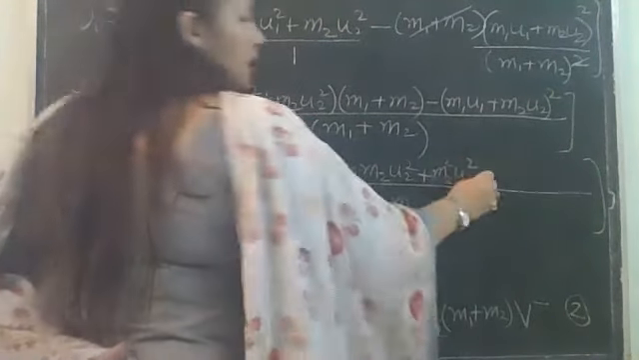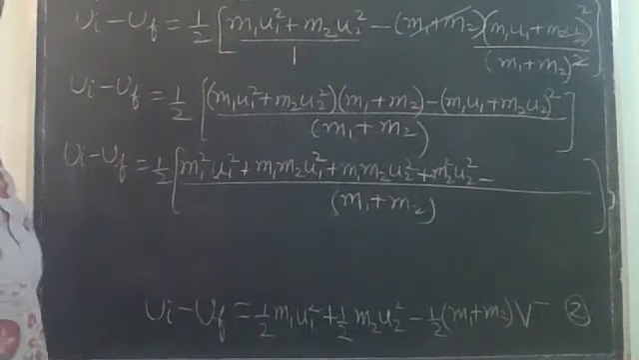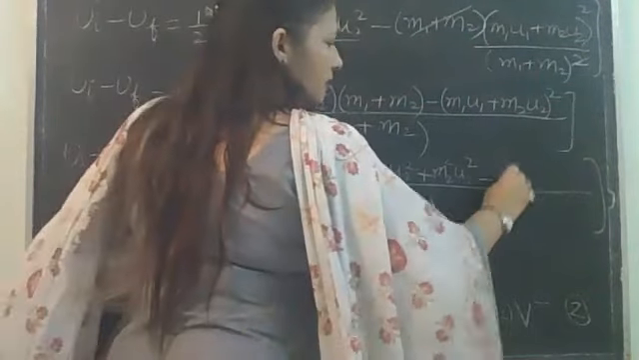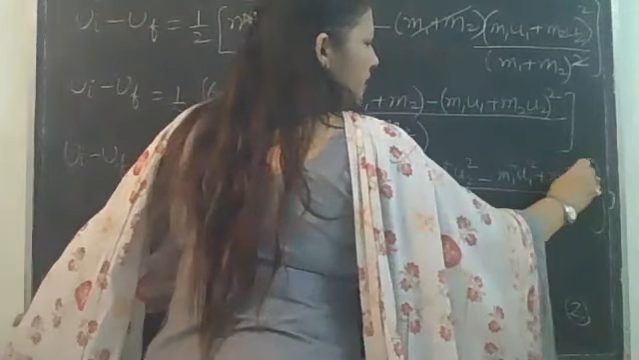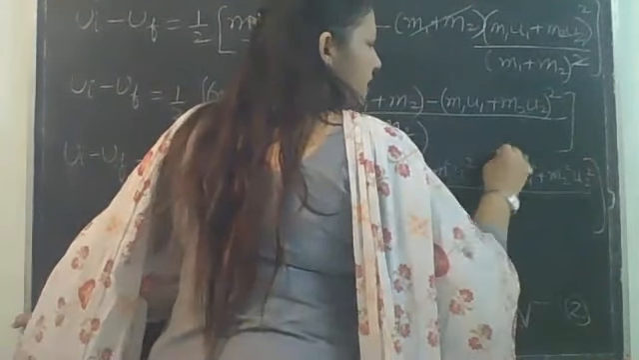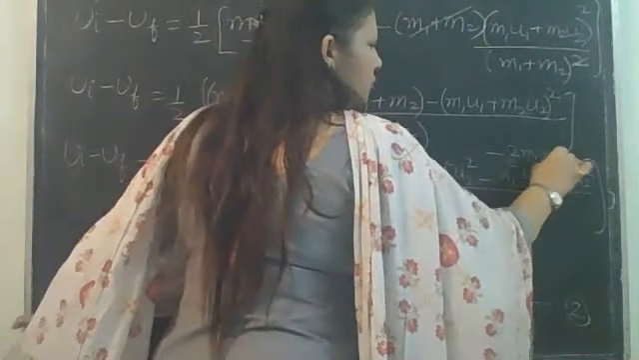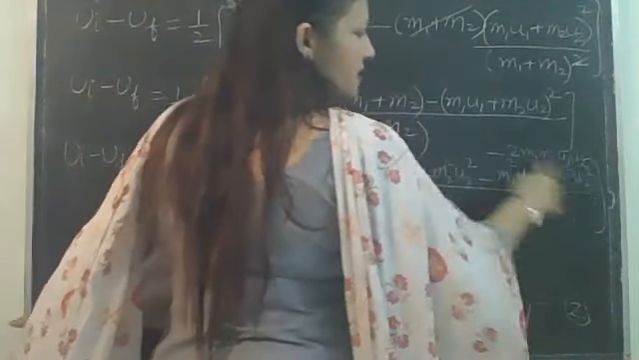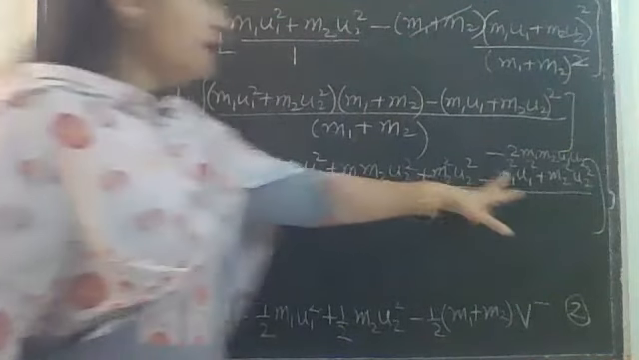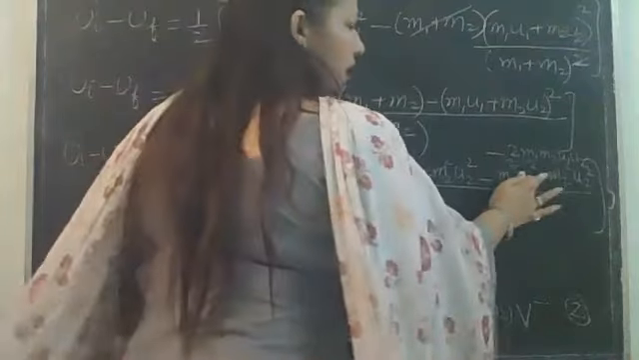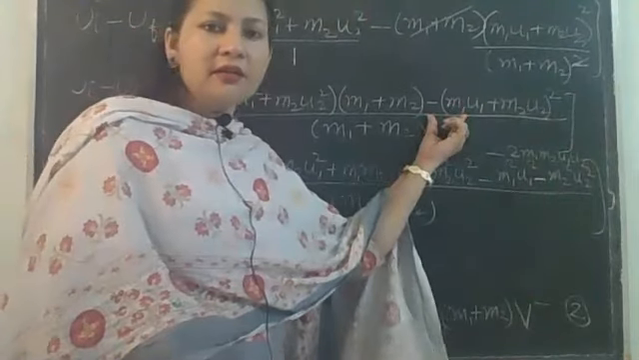Minus a plus b whole square. So we will be applying a square plus b square plus 2ab. a square, m1 square u1 square, plus b square, m2 square u2 square, plus 2 m1 m2 u1 u2, and since there is a minus outside, it becomes minus. I have less space here, you can write in continuation. So I have applied a square plus b square. Again we will have a minus sign here also because outside the bracket we have a negative sign, right?